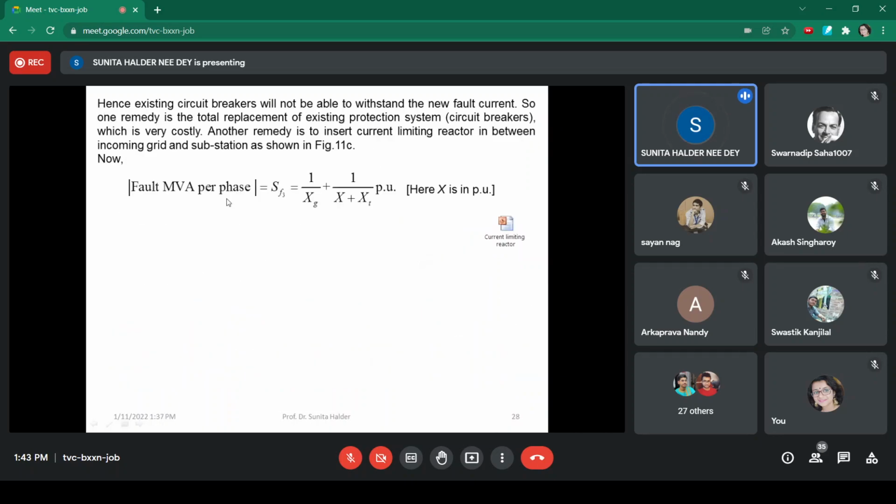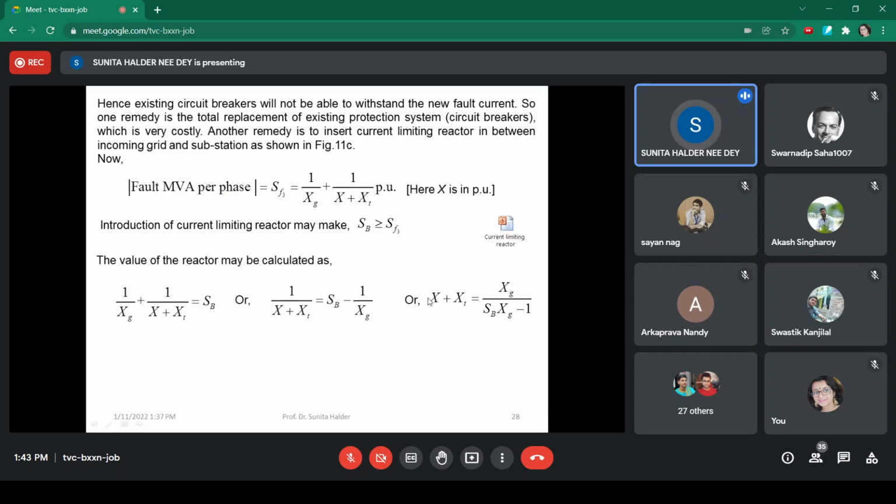So fault MVA is now this one, whatever I have explained with the reactance, the things I am not reading, that is for you. So if introducing a current limiting reactor may make the breaker capacity less than or equal to, greater than or equal to, the SF3. So from there we can calculate what may be the value of X. That is the one numerical expression. I am not going into that.